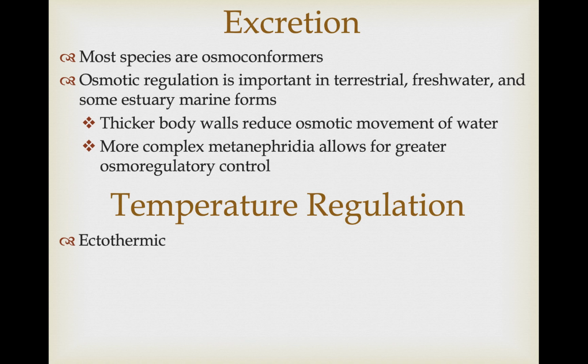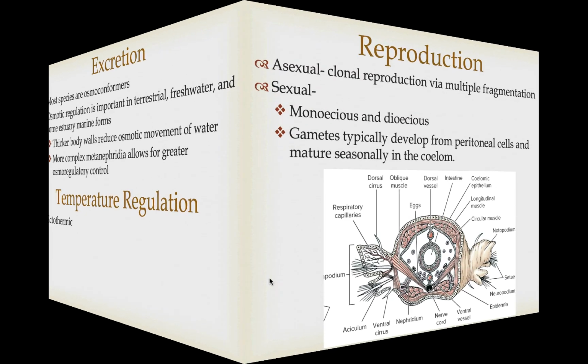So as I mentioned, the metanephridia have a key role in osmotic regulation in the freshwater and terrestrial forms, and those marine forms living near estuaries, for example, that do change in osmotic conformation regularly. But they also just have thick body walls to reduce the amount of osmotic movement across their epithelium, kind of like what we talked about the scales in fish can do. We're still talking about ectotherms in this group.